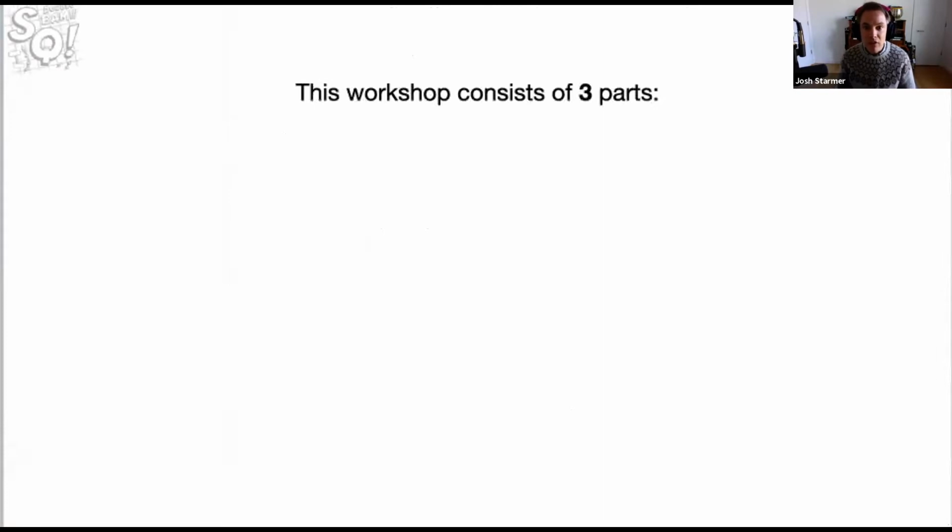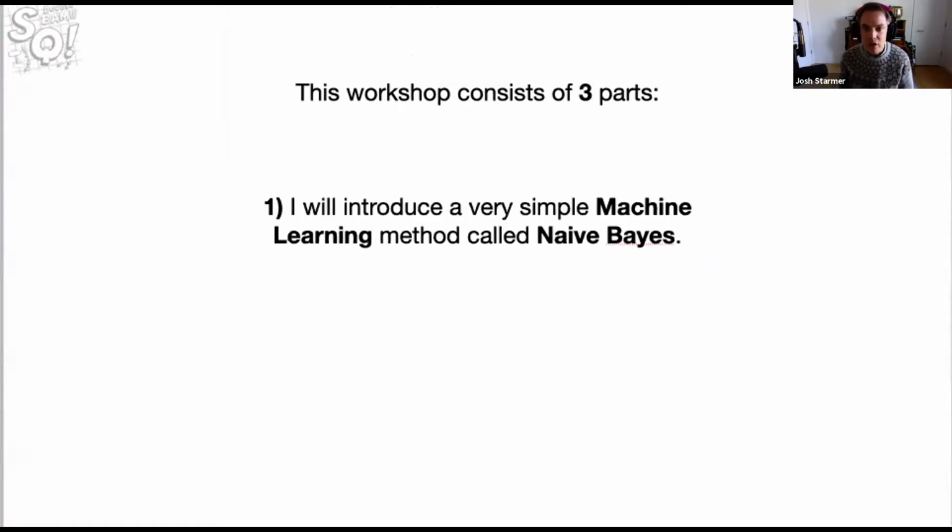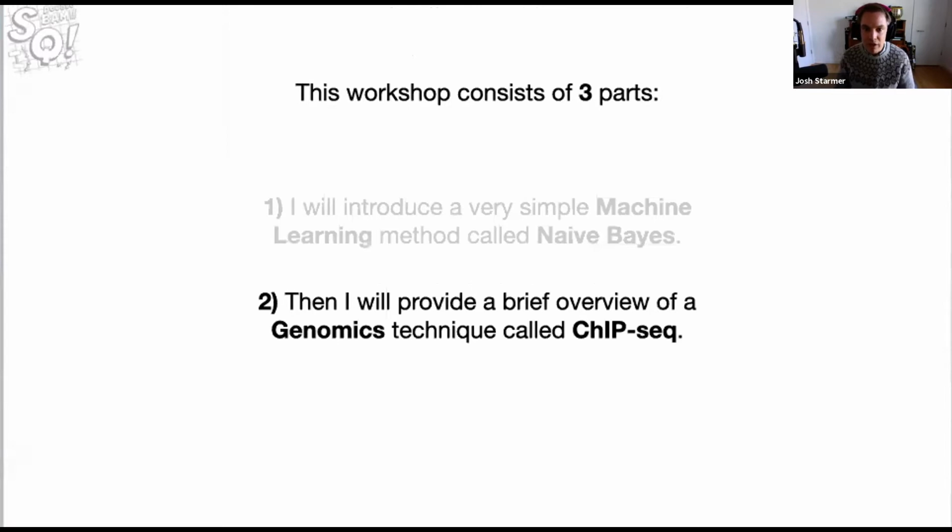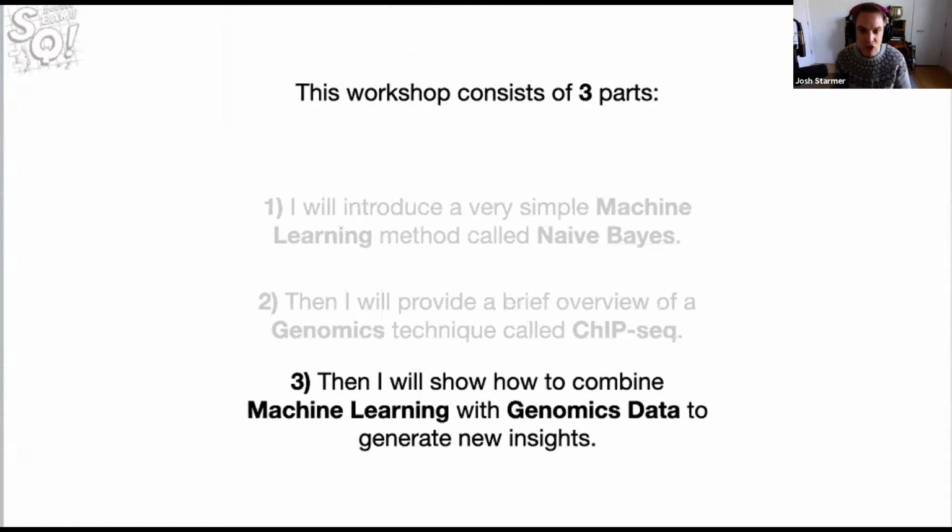So this workshop consists of 3 parts. Hold on, let me just move some stuff around on my screen. First, I will introduce a very simple machine learning method called naive Bayes. Then I will provide a brief overview of a genomics technique called ChIP-seq. Then I will show you how to combine machine learning with genomics data to generate new insights.